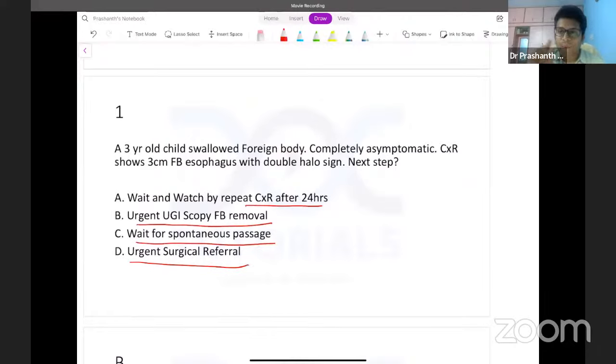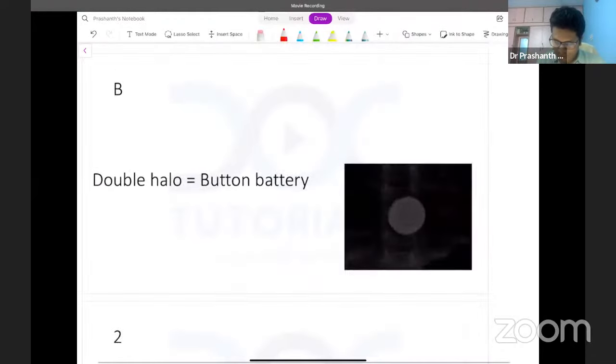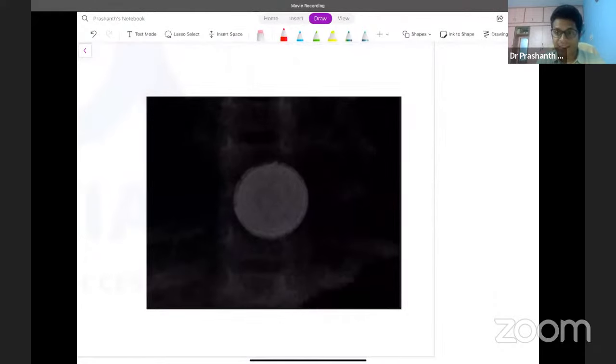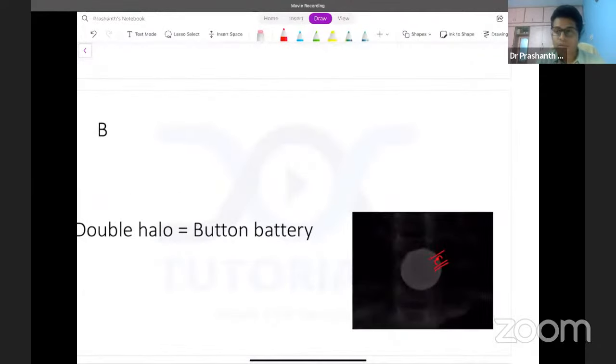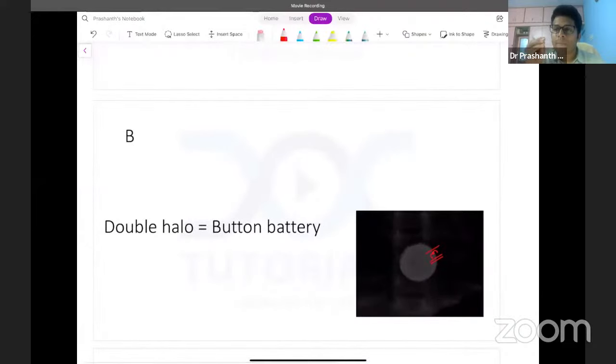So now see, double halo in the esophagus. Any foreign body in the esophagus, you have to remove it, especially when it is stuck in the esophagus. Now this is a small picture. You can see the X-ray. You see this double halo. That means this is a button battery. So you have to remove it urgently because there can be complications with a button battery stuck in the esophagus. The anode and cathode can become a circuit and lead to even perforation and very bad complications. Okay, so this is it.